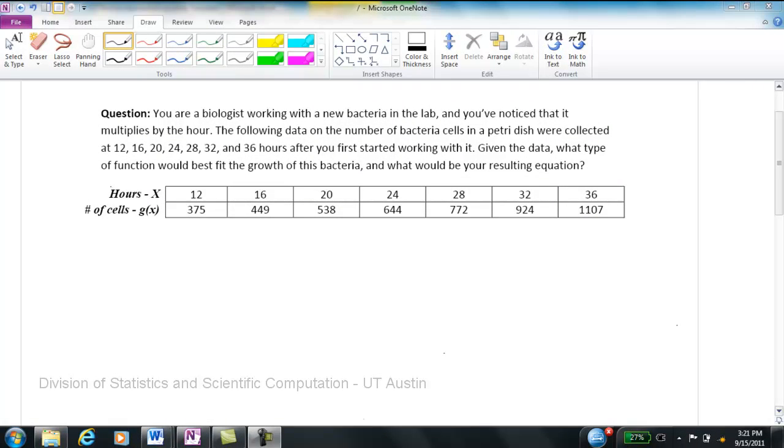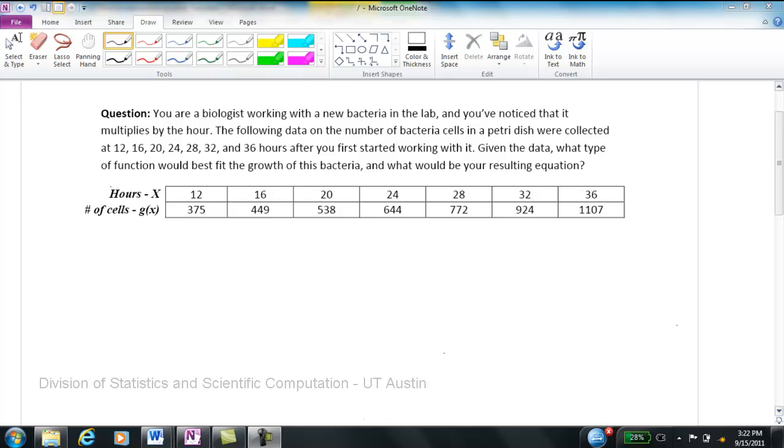This video is about finding an exponential equation. Let's examine a question. You are a biologist working with a new bacteria in the lab, and you've noticed that it multiplies by the hour. The following data on the number of bacteria cells in a petri dish were collected at 12, 16, 20, 24, 28, 32, and 36 hours after you first started working with it.